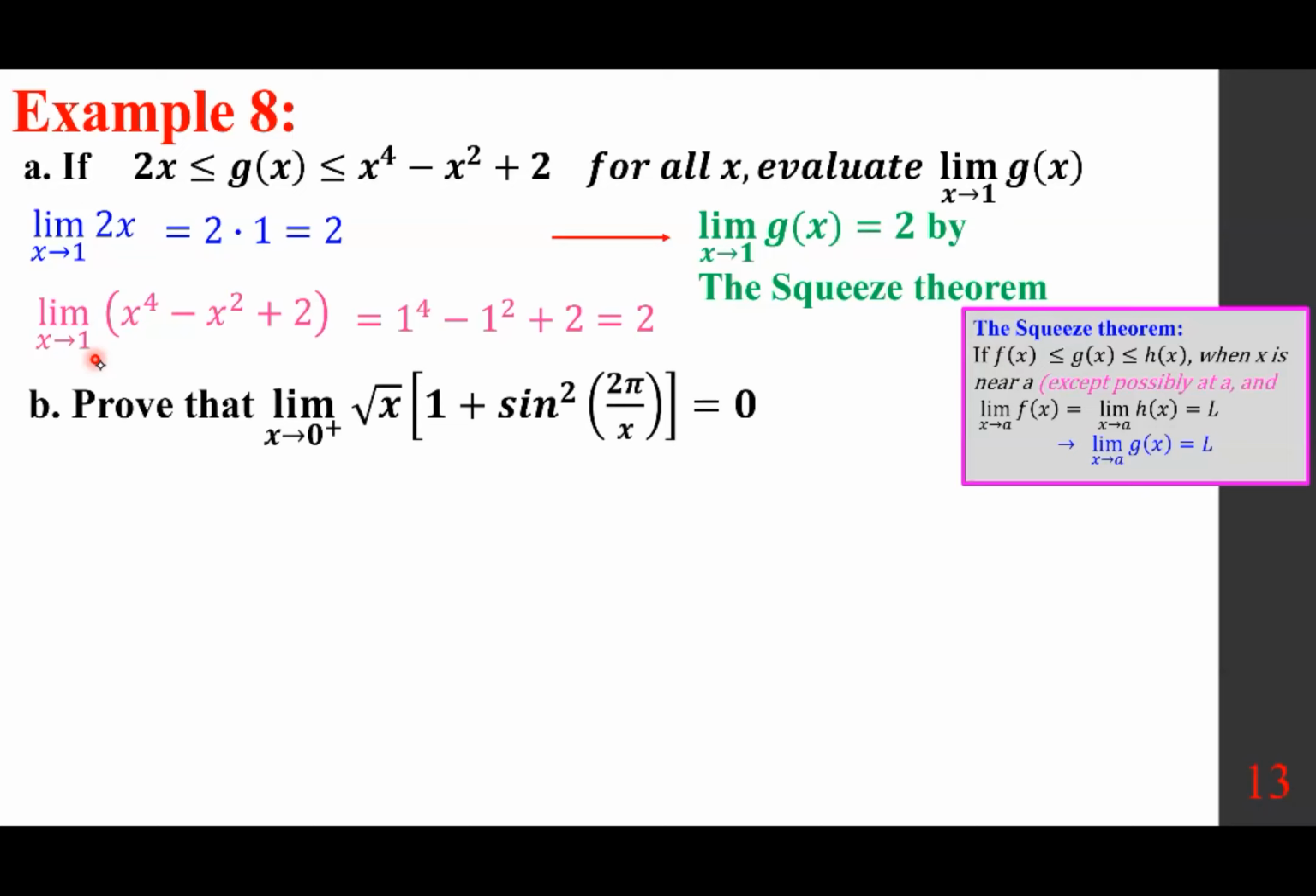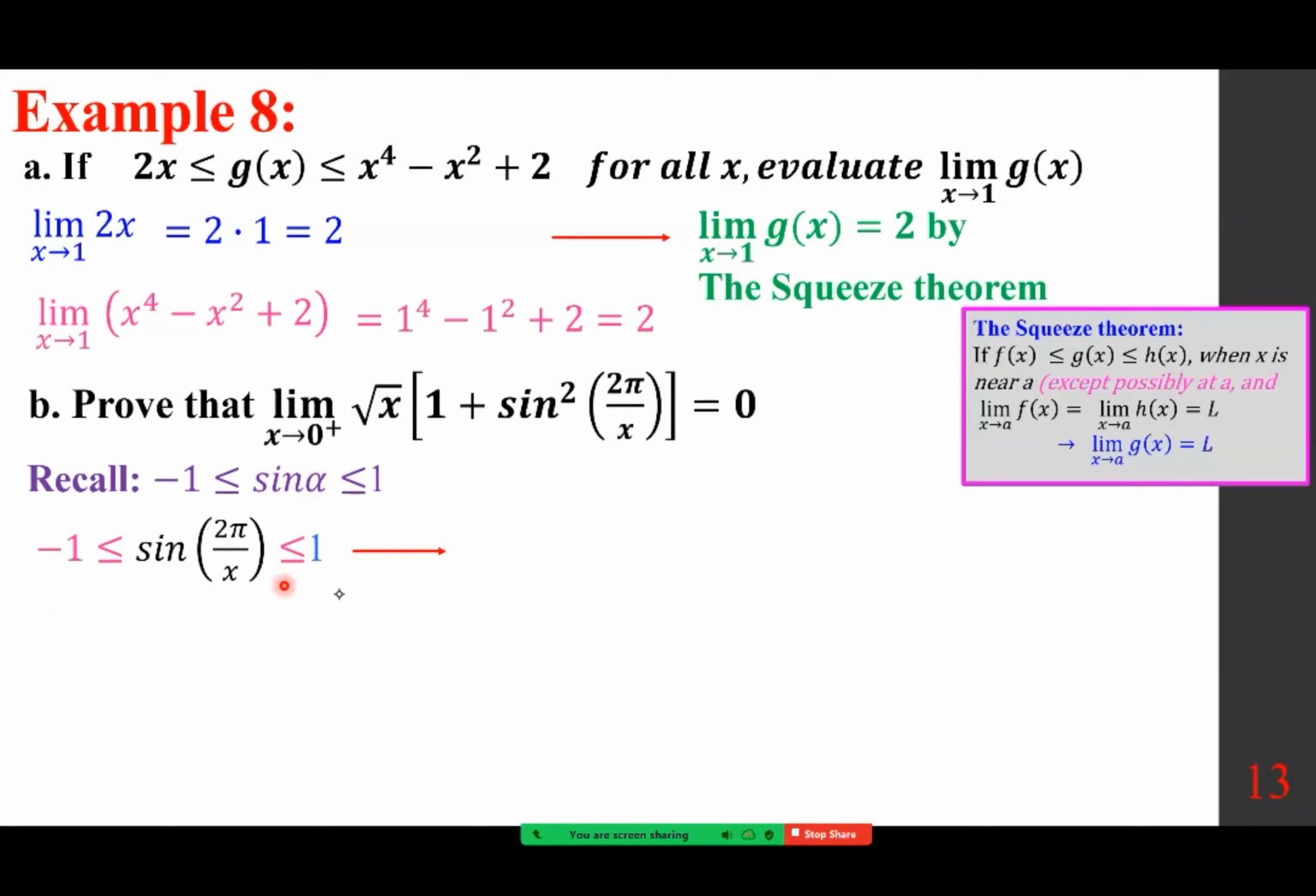We want to prove that this limit is equal to 0. And so there's a technique and trick involved, if you will. We know sine is always between -1 and 1. So we're going to come up with this in a moment. If sine is between -1 and 1, then sine of anything, including 2 pi over x, is between -1 and 1.